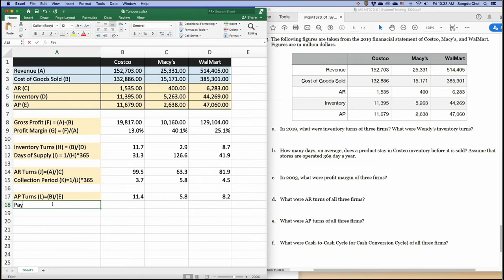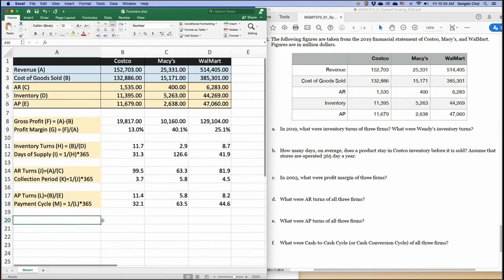Then we can also compute the payment cycle. This is cash out. Then 1 over L times the 365 days is equal to 1 over AP turns times the 365 days, and this is the payment cycle. Every 32 days they pay. They keep the money before they pay their supplier. They receive product from their supplier, and they do not pay until 32 days have passed.